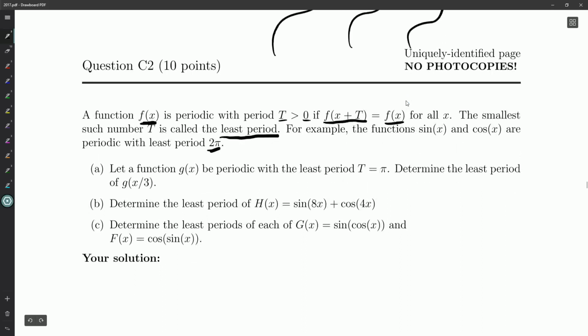I assume they all deal with least period. A, let a function g of x be periodic with least period t equals pi. Determine the least period of g of x over 3. So you might want to be calling this maybe a function, little h of x. I see later on they're going to have a capital H of x, but you might want to give that a new name just so that you can talk about it. And you might want to have s be your new least period or something like that.